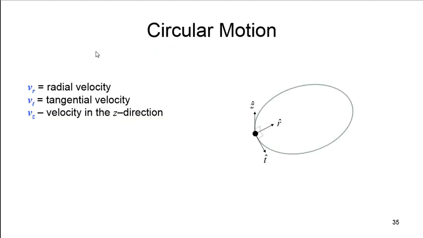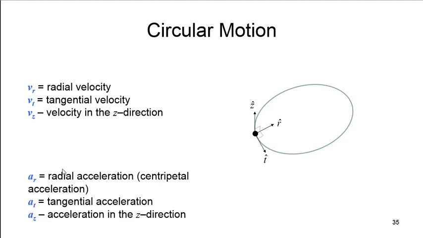Okay, we can also describe our accelerations in these three directions, the r, the t, and the z direction. Our acceleration in the r direction, we're going to call radial acceleration. In the slides previous to this, I called it centripetal acceleration. I'm just changing the label. It's still the same thing, the acceleration that always points towards the center of the circle.